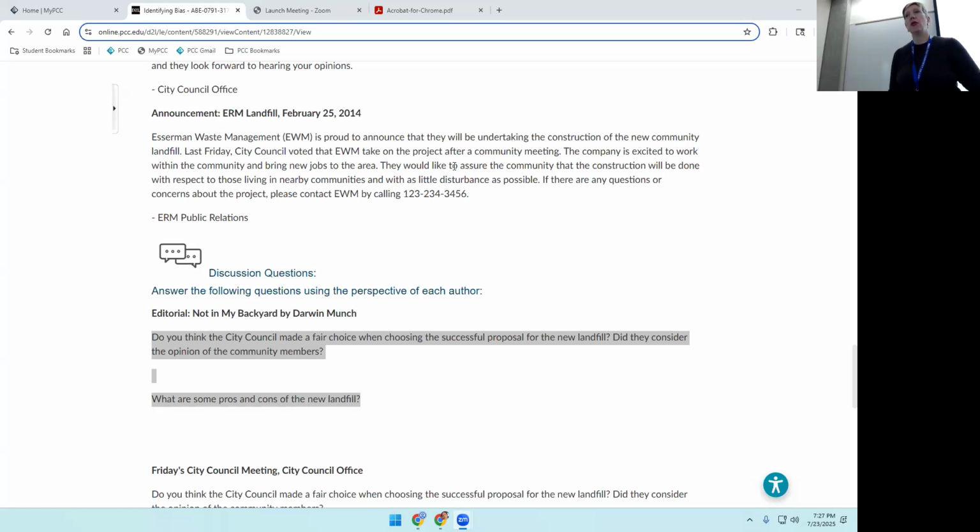But do you think that this article in particular, this announcement from ERM about the landfill, do you think they think city council made a fair choice? I feel pretty pro the choice. Oh, hey Dan, there you are. I have been here the whole time. Yes. Yeah, I do. Honestly, from the waste management company as well, they're biased towards it, since it's going to bring them money, at least partially.